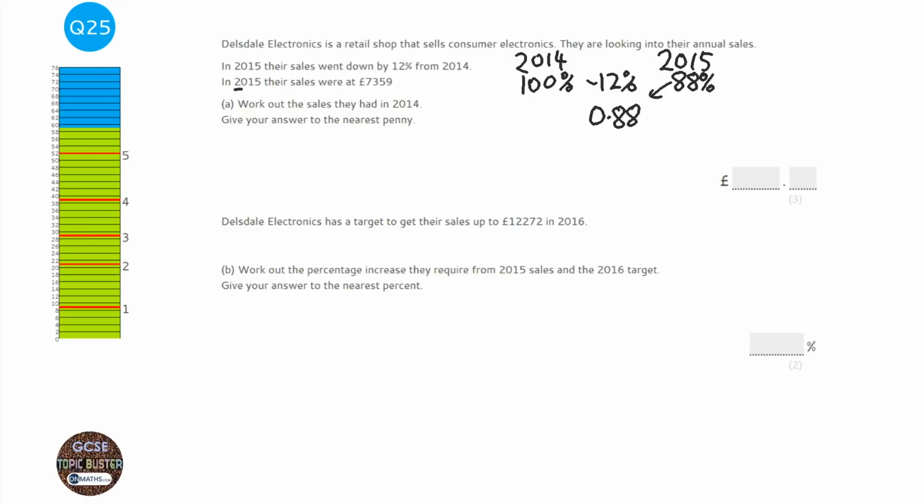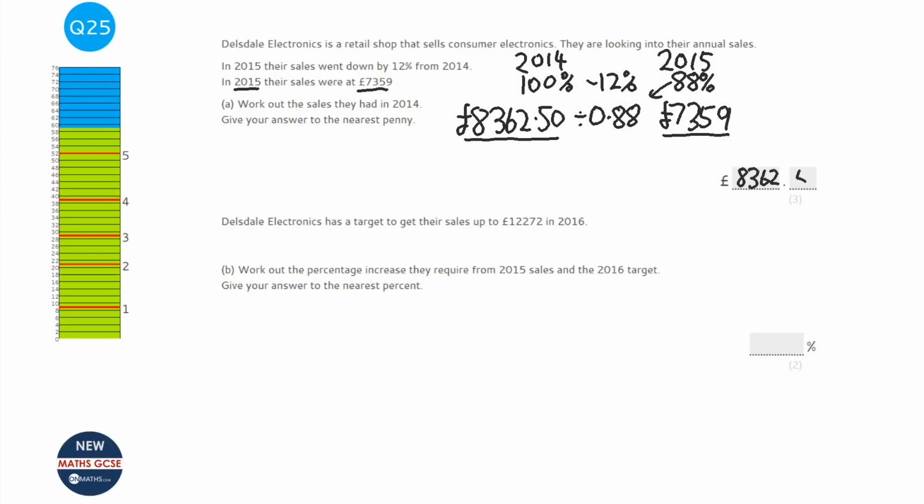But in this question, we're given the 2015 sales. So we're given this one here. So we want to work backwards. So what we want to do is, I'll get my calculator, 7,359 divided by 0.88. And that gives me 8,362.50. You've got to ask yourself, well, is that reasonable? Well, they went down by 12%, so it's natural that they would go from a number around just over 8,000 to a number that's just over 7,000. So I'm going to write the answer, £8,362.50.